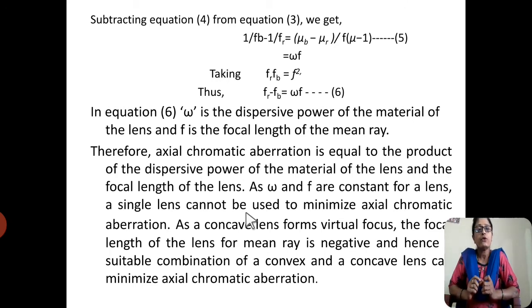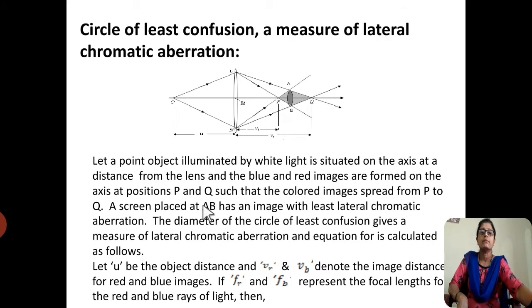If we have to reduce the axial chromatic aberration, note that as a concave lens forms a virtual focus, the focal length for the mean ray is negative, and hence a suitable combination of convex and concave lenses can minimize axial chromatic aberration. So keep it in mind: a single lens cannot minimize the chromatic aberration, but a suitable combination of convex and concave lenses can minimize the axial chromatic aberration.